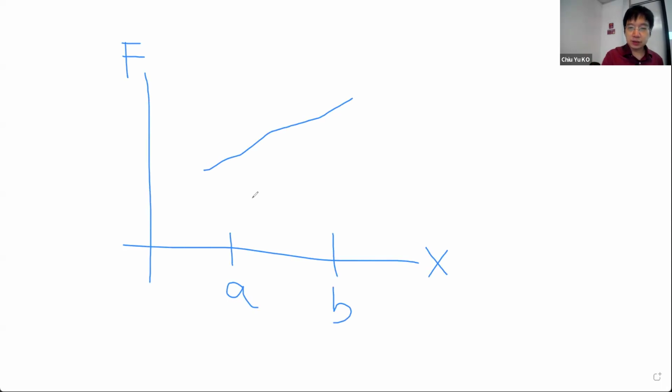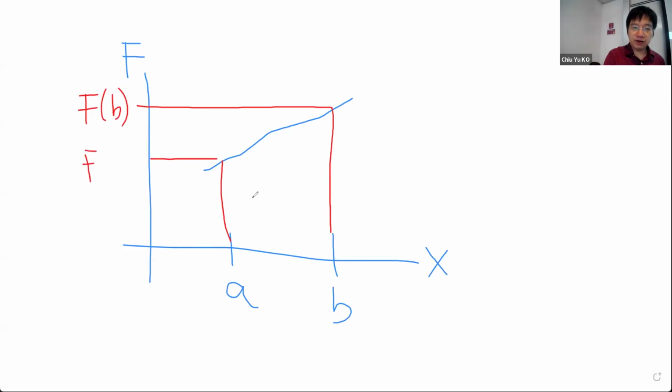So the question is, this is F of B, this is F of A, and the difference gives the probability between A and B. Is there any way to make it easier to understand? This is B minus A. And is there any way to estimate this easily?